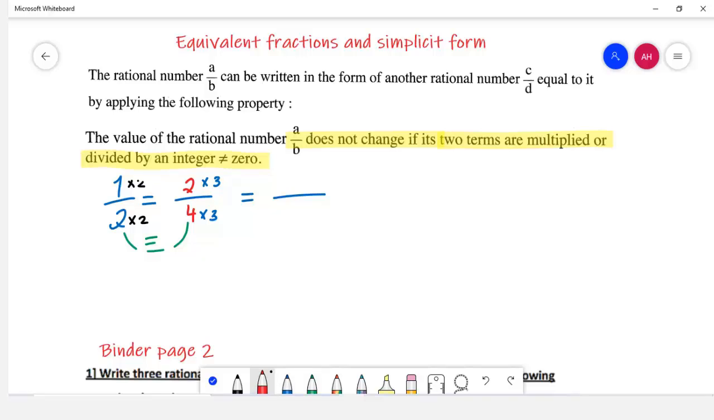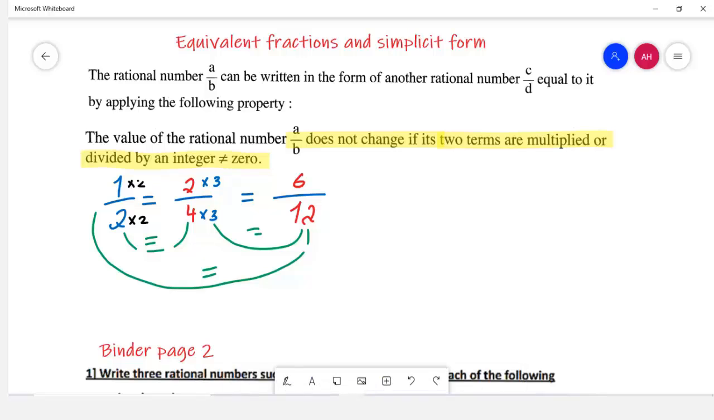I will have another fraction now, which is 6/12. And still, 6/12 is equal to 2/4. And also, it's equal to a half. So it's so easy. Multiply or divide the numerator and the denominator by the same number, and as a result, you are going to have a fraction equal to the original fraction which was given. Let's have more examples on this.